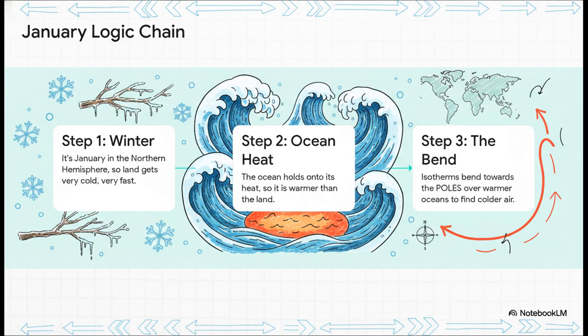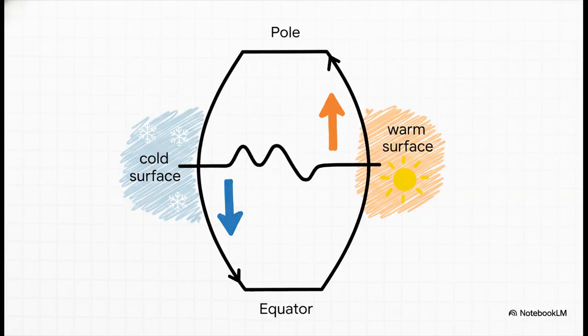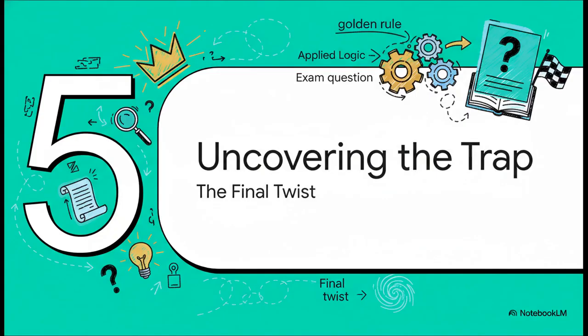Now, if our magic pen has to connect points with the same temperature, it's got to bend north towards the pole over that warmer ocean to find air that's cold enough to match the temperature back on the continent. See how that works? And this leads us to a super simple rule that you can just lock in your brain. In the Northern Hemisphere, isotherms always bend north over warm stuff and south over cold stuff. Just remember, warm bends north, cold bends south. It's really that simple.